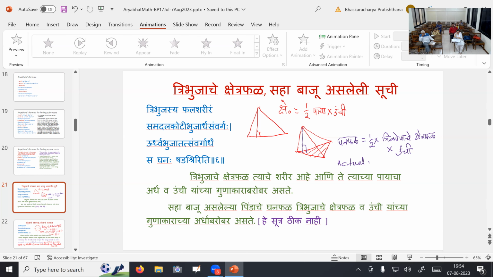Now he is trying to find out the volume of Shadashri. So Shadashri means some body which has 6 edges. Last time in the previous one there was Dwadashashri, 12 edges are there. Here there are 6 edges. So one understands that it is a tetrahedron because a tetrahedron has 6 edges. So Shadashri, what is the volume of a tetrahedron?